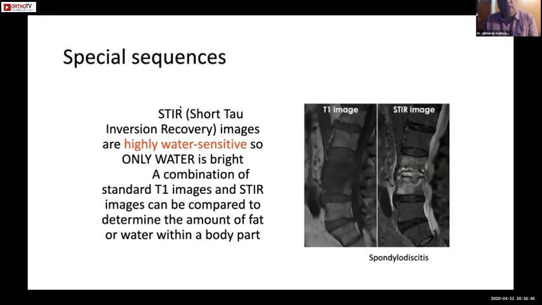There are certain special sequences which might be available. The one most commonly available now with the MRI is the STIR images. They basically show high water sensitivity, and water is bright. So you compare it to the T1 weighted image, and you will find that water is white. So this is again significant for increased inflammation, and this is an MRI of a spondylodiscitis.